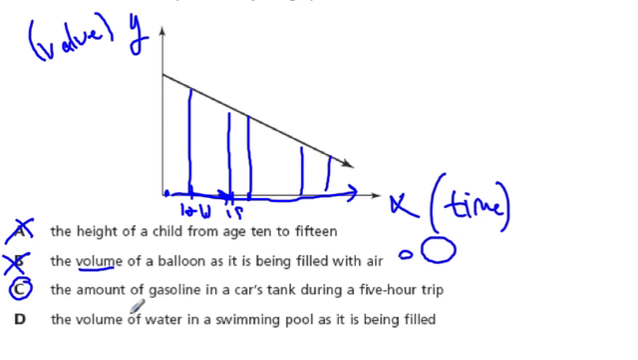D, the volume of water in a swimming pool as it is being filled. Again, if you have a swimming pool and you're filling it with water, you're pouring water in, first the water level will be low. The volume, the space being taken up by the water, is not very high, and then as you increase that, you fill the pool up. You put more water in the pool, you increase the volume. And in here, we're not increasing over time, we're decreasing. So I would pick C as an answer, even though this question, in my opinion, is not really the best.